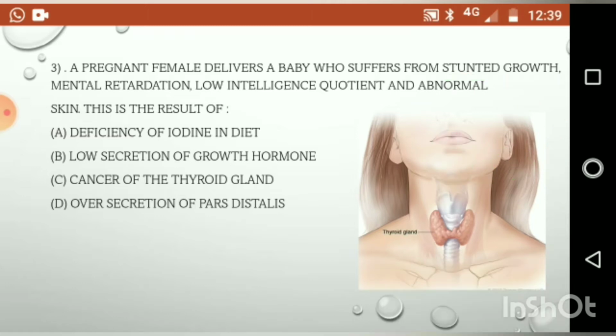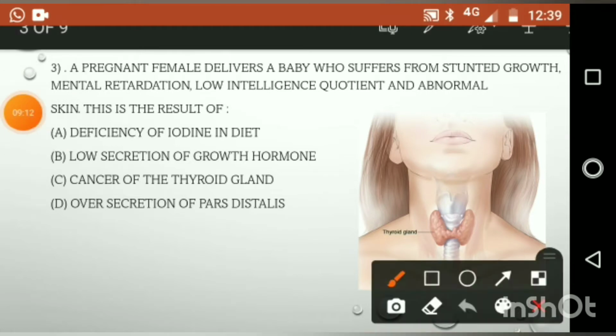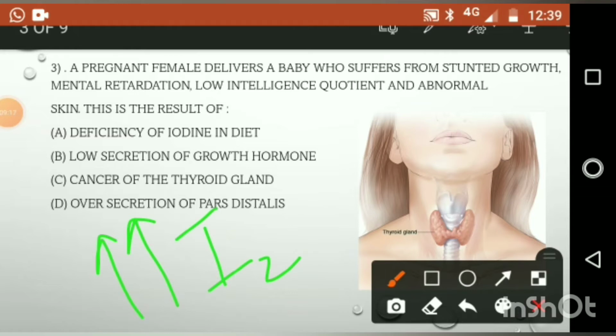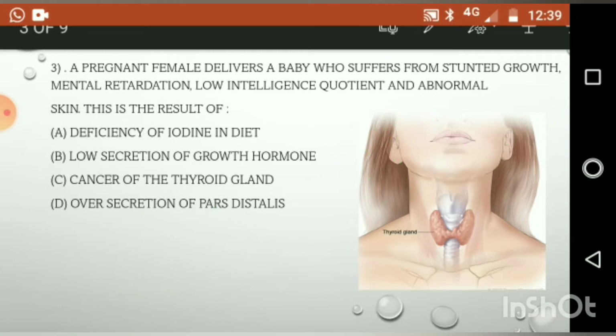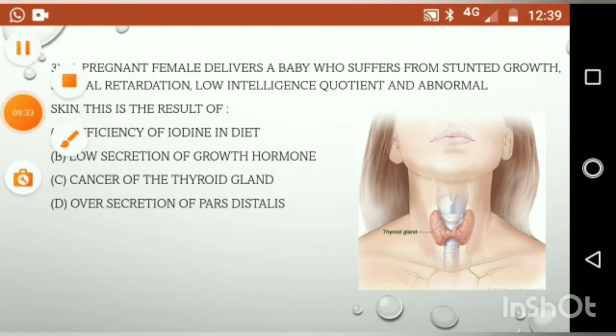Now the opposite of this: if too much iodine is present in the diet, then it will cause an excess of thyroxine, and as a result this will lead to hyperthyroidism.